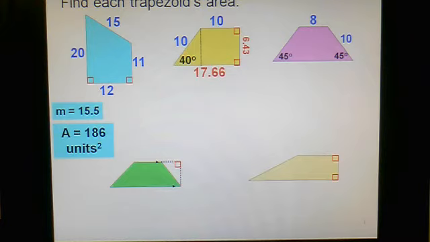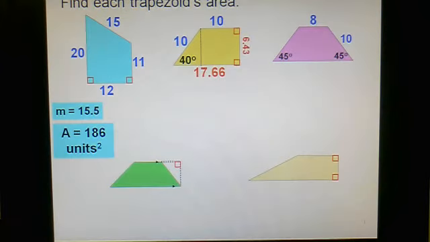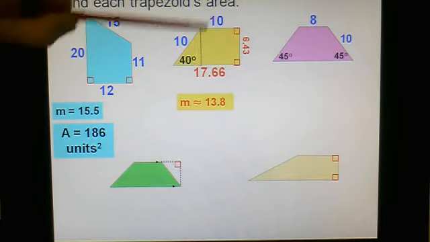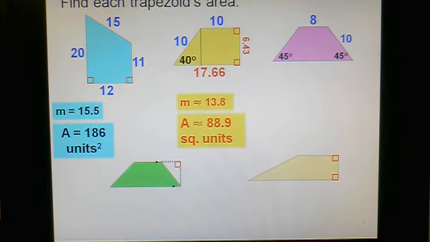So now you're actually ready to use the formula. That's all just front end work, realizing you have to find base 1. You've got to find the height, and now you've got the other base 2 on there. I think the mid segment ends up being around 13.8, which is the average of these two. And I believe the area ends up being about 88.9 square units.